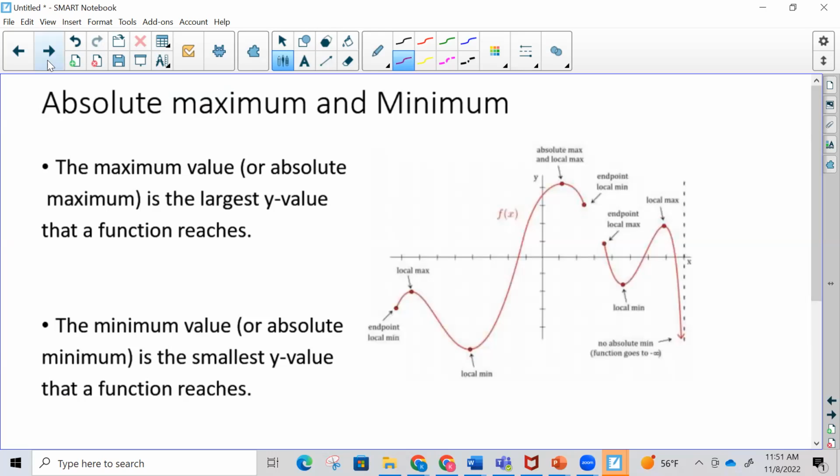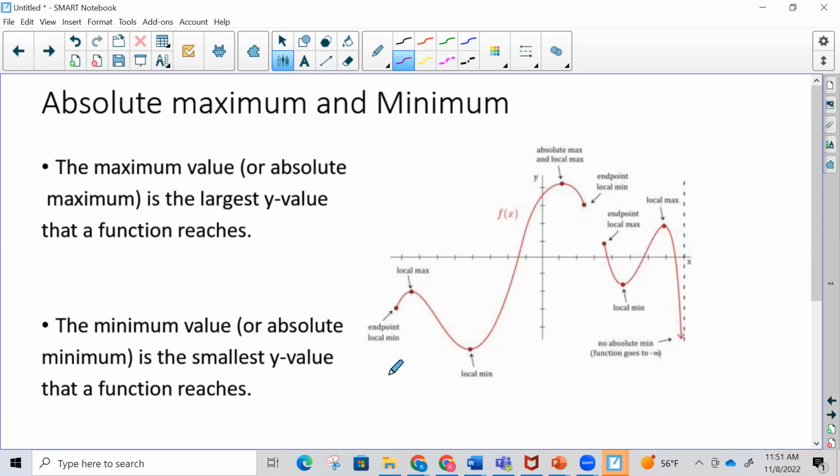So then we have absolute max and min. The maximum value or the absolute maximum is the largest y value that a function reaches. And if they ask you for what is the max or min, the absolute, then you want to give the y value. If they ask you where, then you give the x value. And the minimum value or absolute min is the smallest y value that a function reaches.